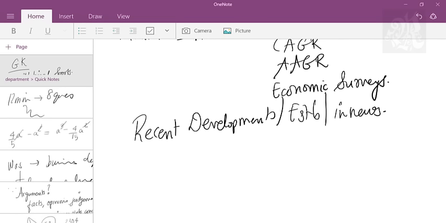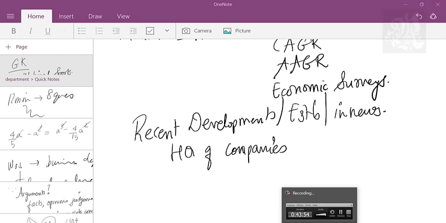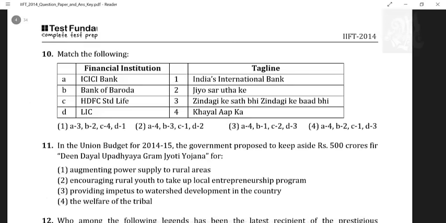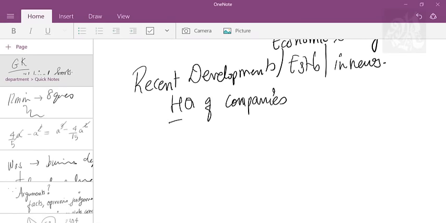Headquarters of the country. Headquarters of companies. Various companies, where are they headquartered? I am going on the exact same lines as last year's. Now this is like taglines of financial companies, specifically taglines of financial companies like banks and stuff. Taglines of financial organizations can be anything, right from BSE, NSE to probably any other. They can ask you stock exchange names as well. What is the Japan stock exchange called? Good enough. You have good knowledge. Keep it up.